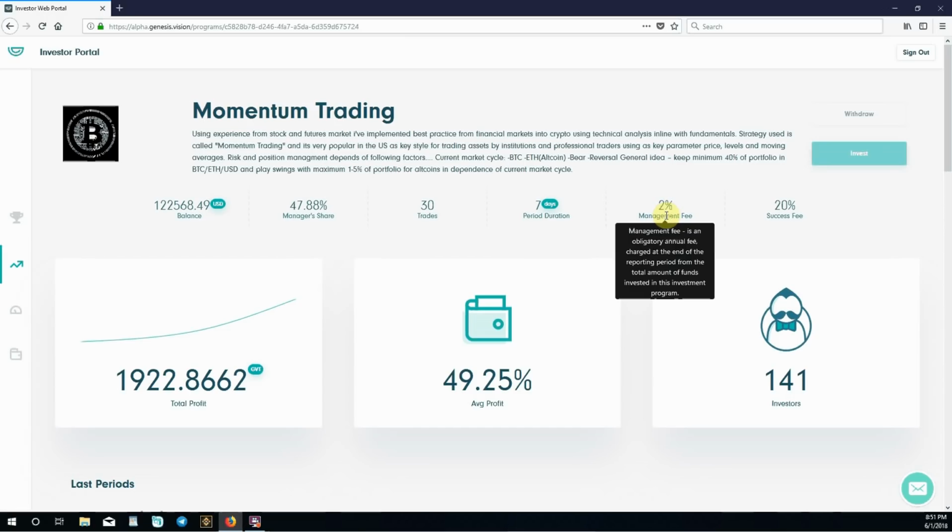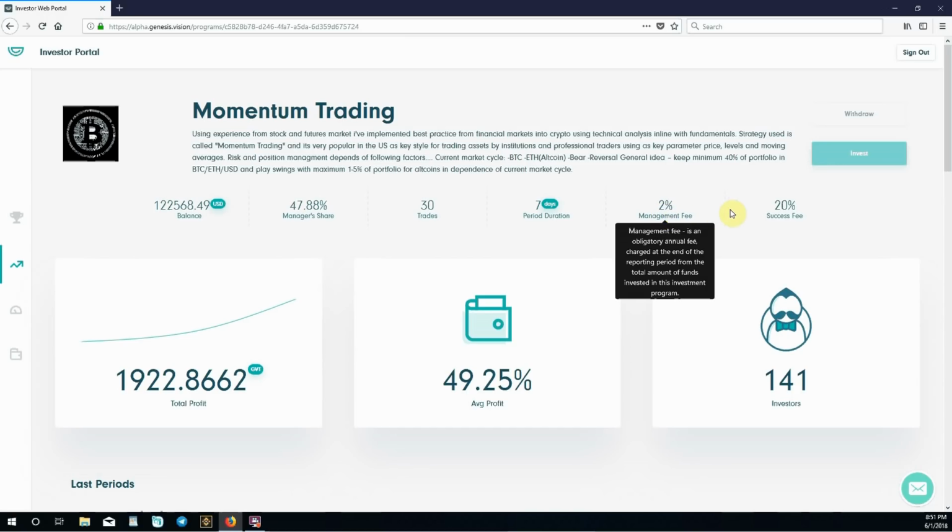Management fee is an obligatory annual fee charged at the end of the reporting period from the total amount of funds invested in this investment program. So whether or not a trader is successful, whether or not they make a profit or they make losses on the money that you invest into their program, they're going to charge you a 2% fee. This is different for each investment program, but this one in particular has chosen a 2% fee for just being in charge and being responsible for your money.